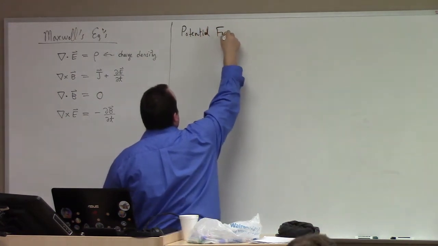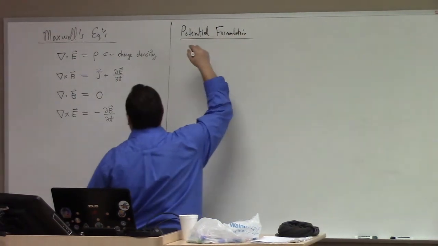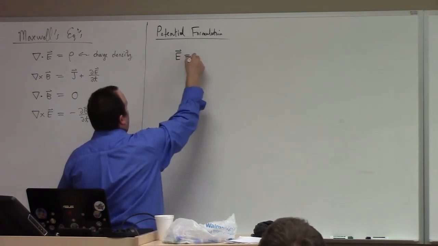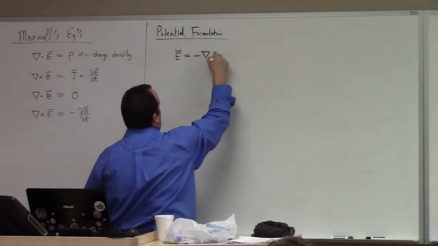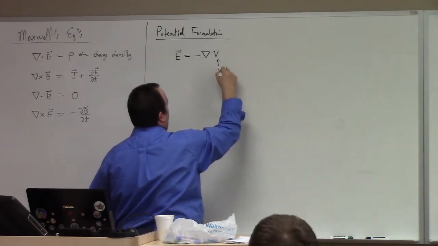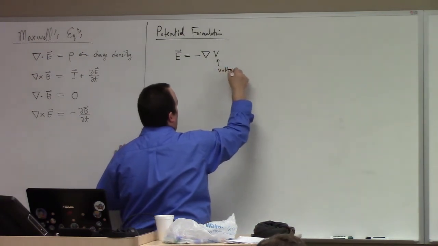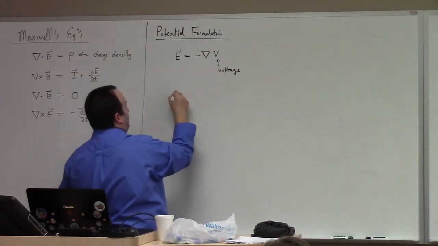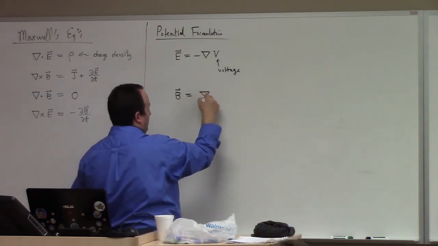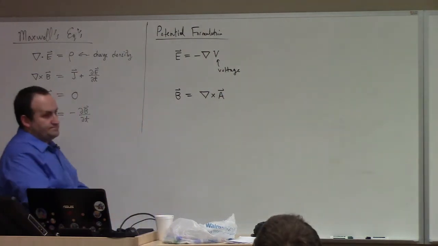All right, so you can actually write the electric field as minus the gradient of a voltage function. So V is voltage. And the other thing you learn about if you study junior level physics is that the magnetic field is the curl of the so-called vector potential.